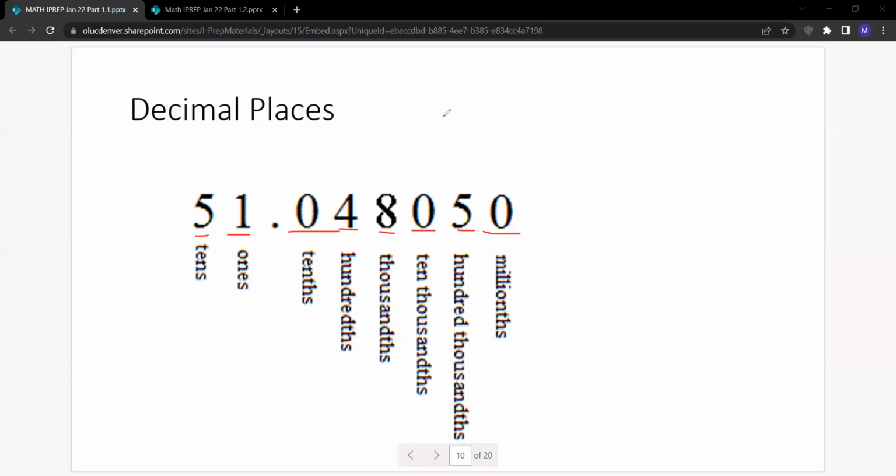I would go ahead and write this down in your notebook or wherever will help you remember, because it is important that you know the names, so we can know when people are talking about the tenths that it's that first spot, about the thousands it's that third spot, and so on.